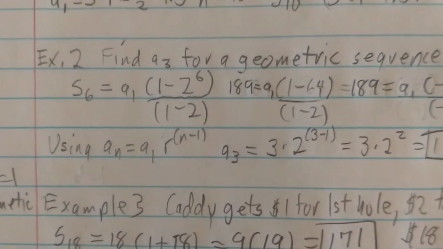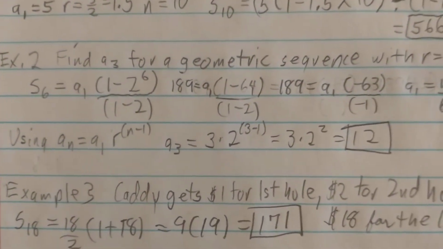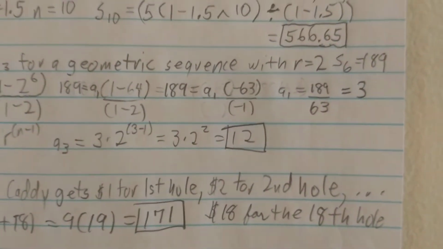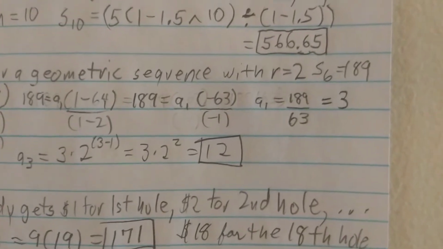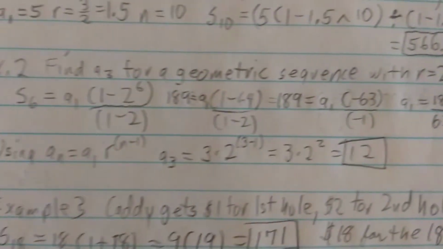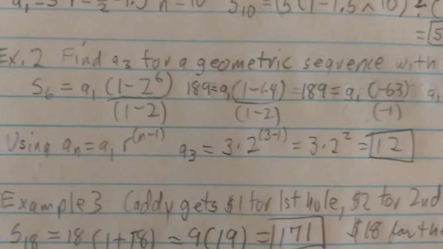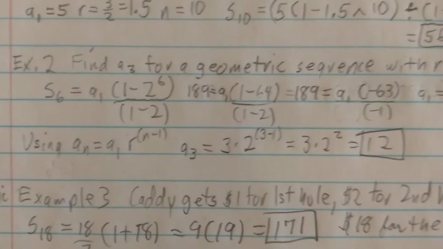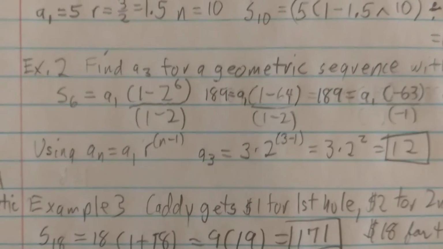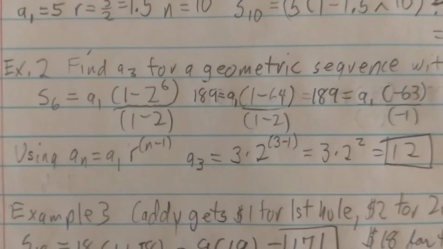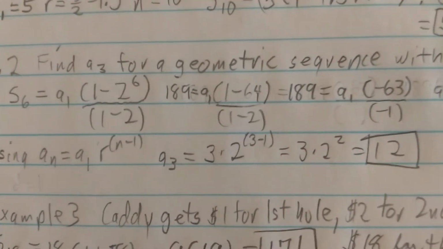Okay, for my example 2, find A3 for a geometric sequence with r equals 2 and the sum of the first 6 is 189. So the way we'll go about this is we'll use that information given us for the sum of the 6 geometric sequence terms, which is the sum of the first term times 1 minus r, 2 to the 6th, over 1 minus 2.